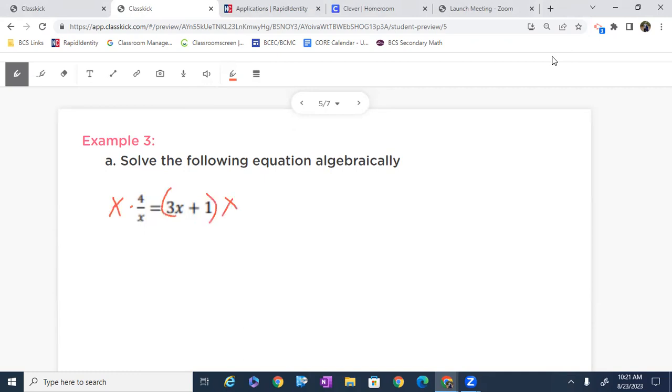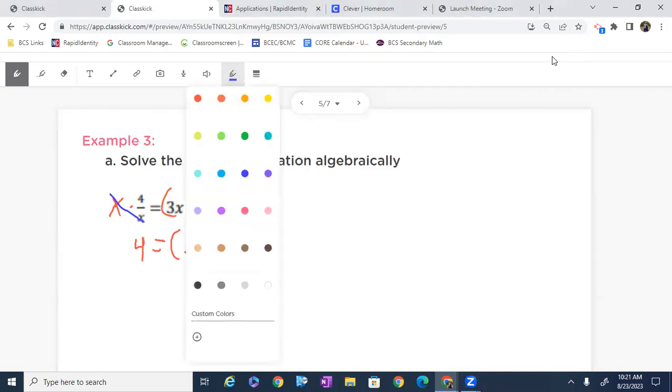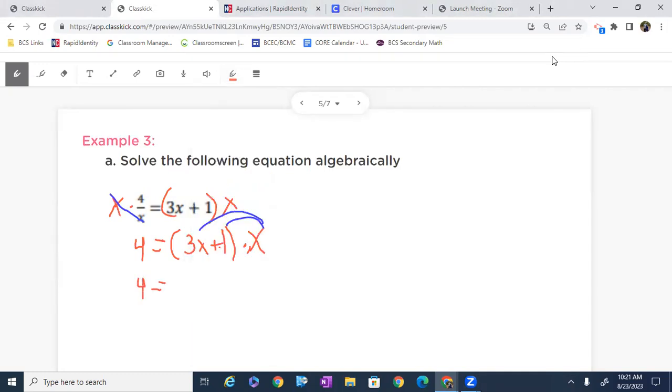And when I do so, the x's are going to cancel on that left side. And then we're going to be left with 4 equals parentheses, which is our binomial set there, 3x plus 1 times x. Once I've got that, I am now going to take that x and distribute it in. So we'll get 4 equals 3x times x, which is 3x squared plus 1x.